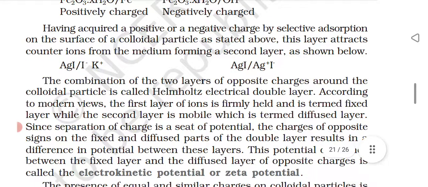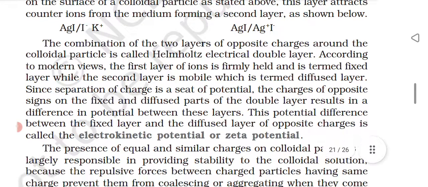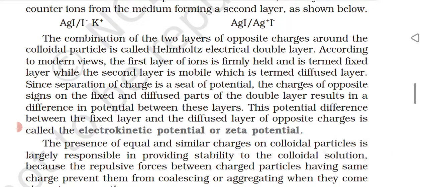Having acquired a positive or negative charge by selective adsorption on the surface of a colloidal particle as stated above, this layer attracts counter ions from the medium, forming a second layer as shown below. AgI/I minus, K plus. Where do the K plus go? Excess K plus, they will be surrounding I minus. This is called double layer. The combination of the two layers of opposite charges around the colloidal particles is called Helmholtz electrical double layer.